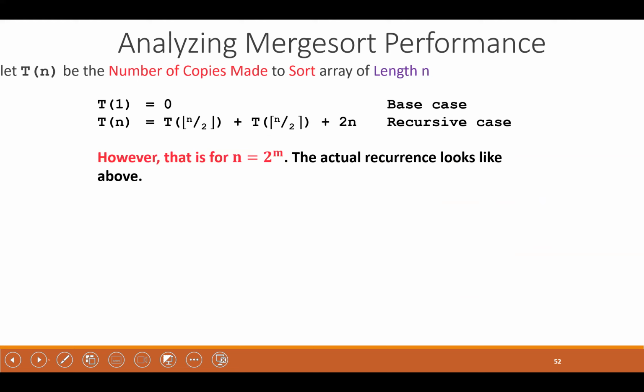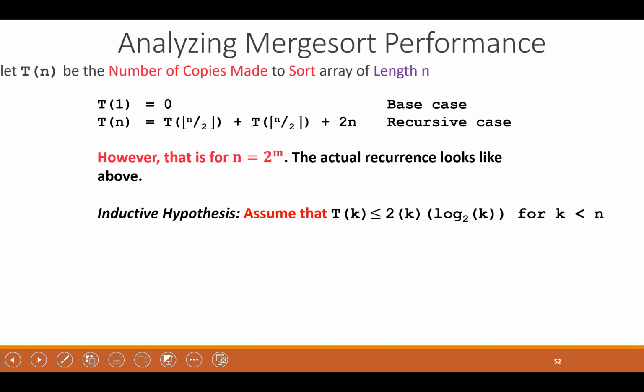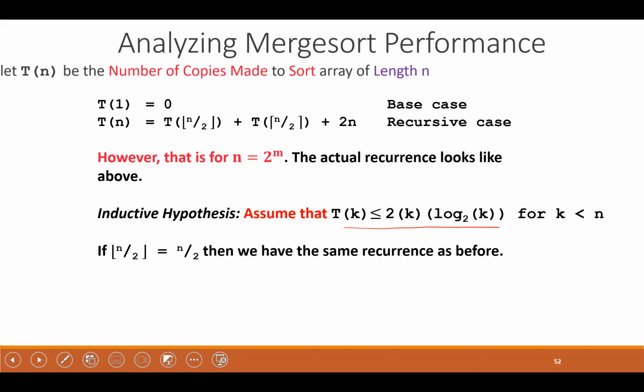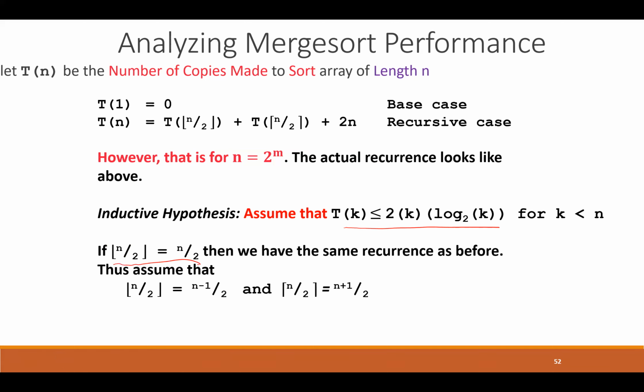I'm not going to do this, but if you're interested: assuming that n does not divide evenly by 2, then we would do something different. We would do an inequality here, because we're going to find an upper bound, but it's not going to be exact. There's a whole bunch of cases we would have to look at, so we're just going to do some rounding off. And if n is even, then of course we just have the same case as before.